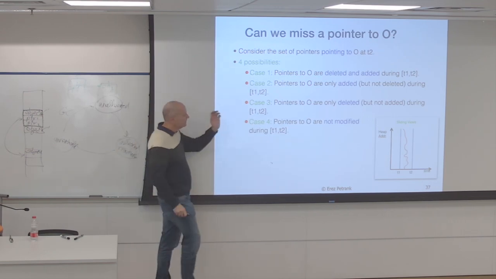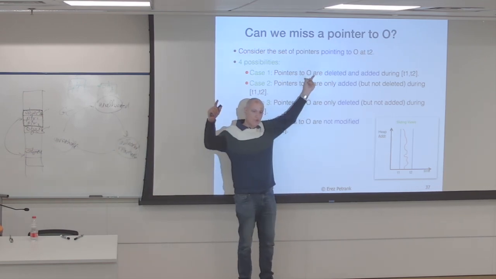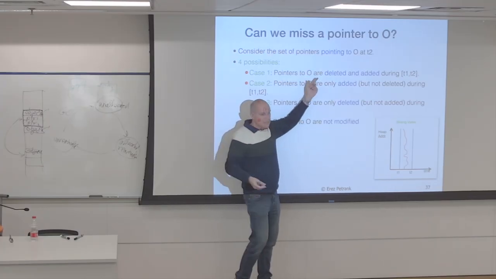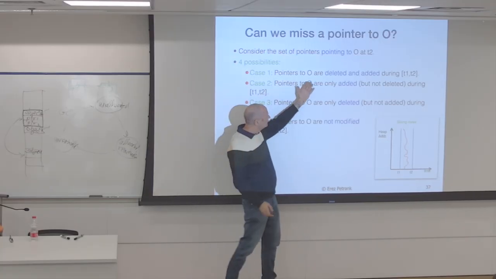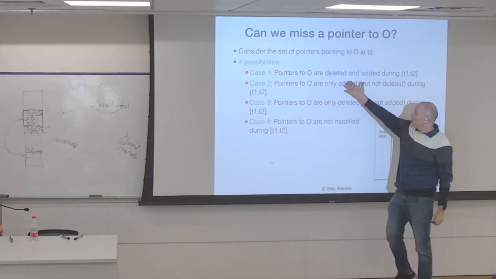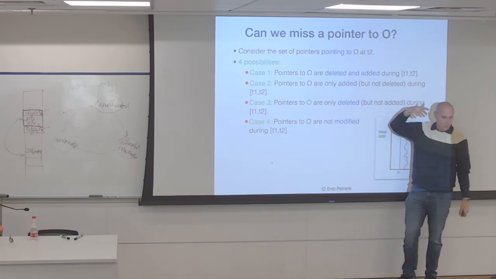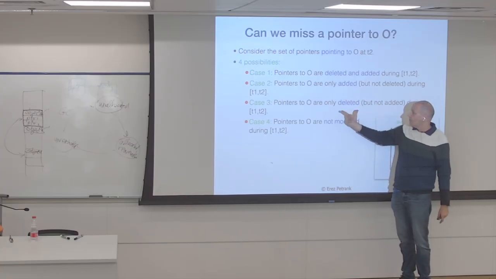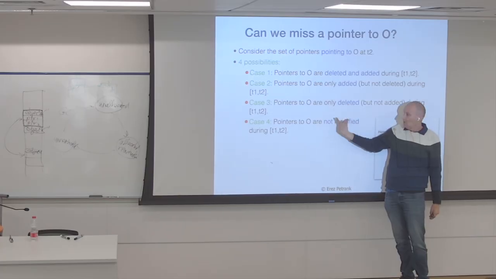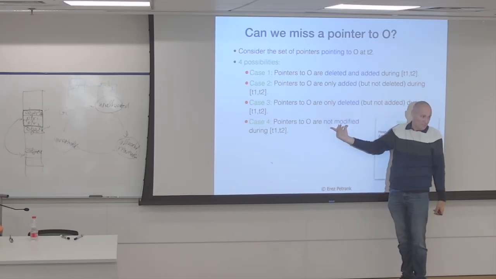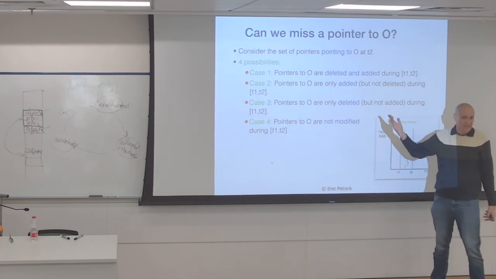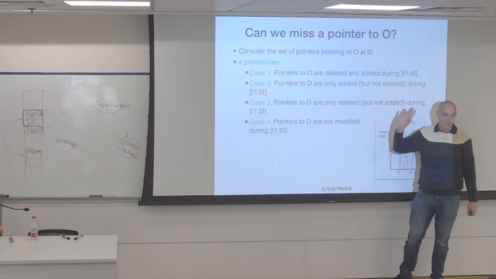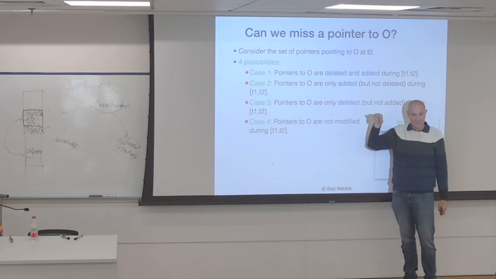Let's look at an object and the pointers that are pointing to it and ask, will we see them or not? There are four options. There could be pointers deleted and added to it, which is the most general case. There could be pointers just added to it. There could be pointers just deleted from O, and it could be not modified. Like we said, if it's not modified, we're fine. We'll see these pointers because wherever we read, nothing was modified. It's like we read it at time T2.